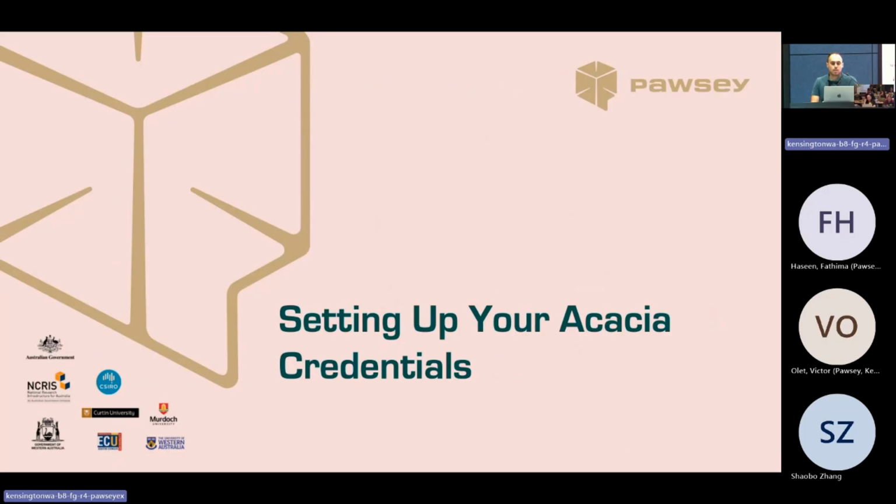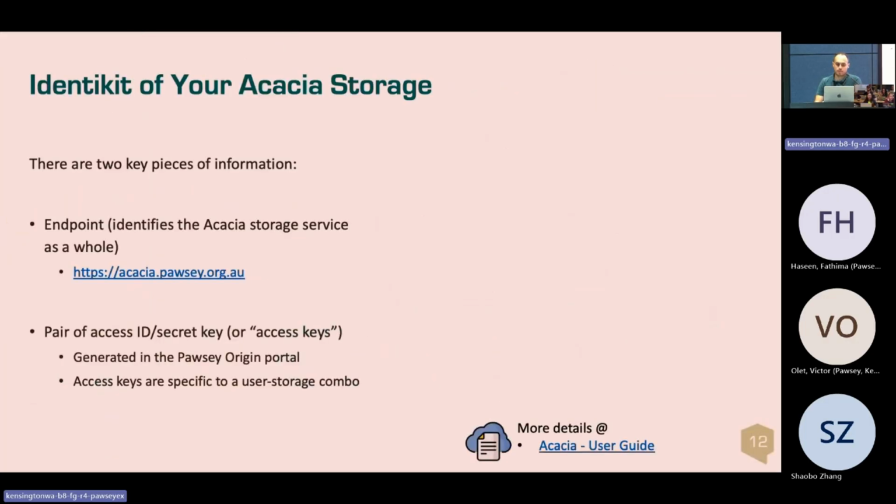Okay, so each project, when it is awarded time on Setonix, is usually also awarded some space on Acacia. I think the default is 1 terabyte for each project and 100 gigabytes for each user. That's the default allocation. But to access Acacia, you need to set up your credentials. So you go to this website, this portal, and it will ask you to generate access keys. Every time you want to perform an operation on Acacia, you will basically need to provide this access key.